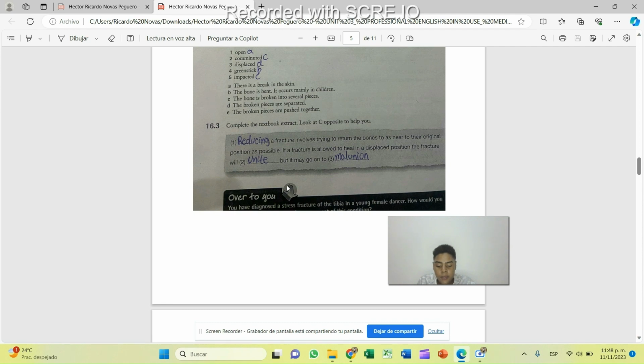16.3. Complete the textbook extract. Reducing a fracture involves trying to return the bones to as near to their original position as possible. If a fracture is left to unite in a displaced position, the fracture will unite, but it may go on to malunion.